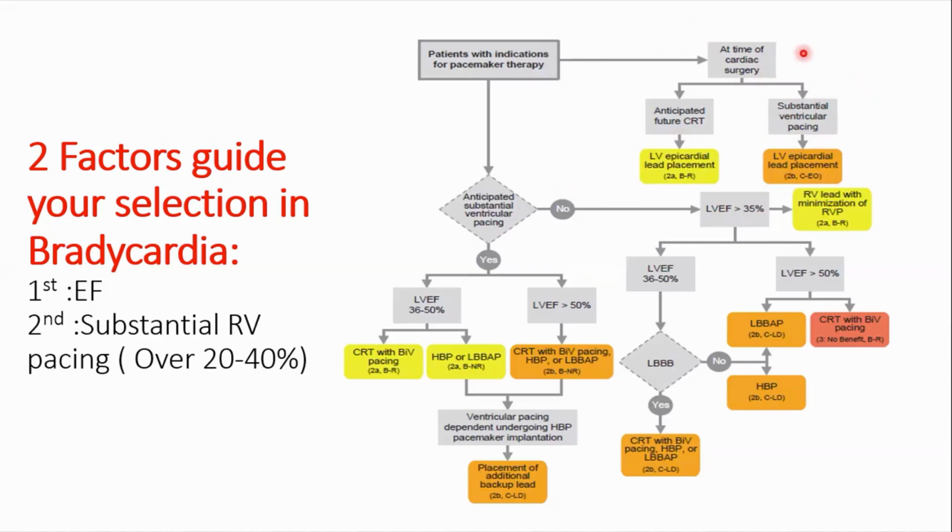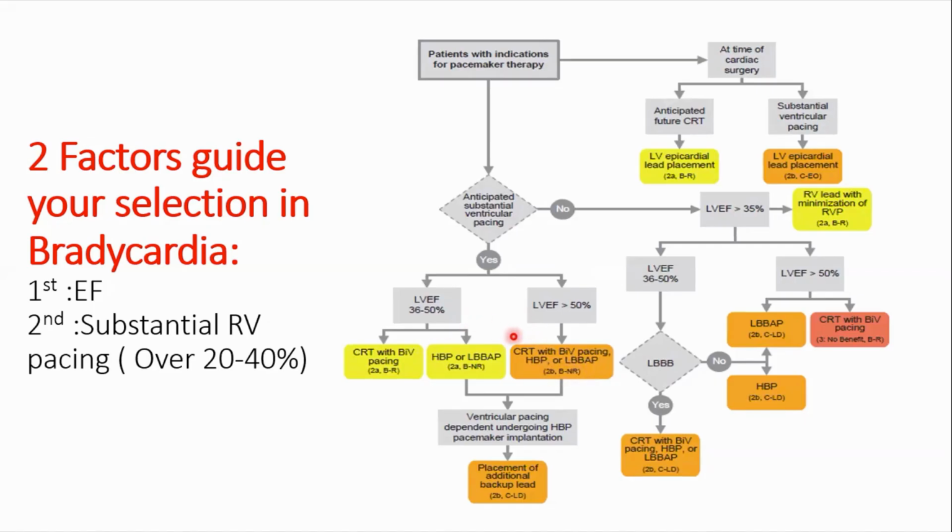So this emphasizes the importance of evaluating the expected substantial RV pacing. If there is no surgery, you should ask yourself, is there an anticipated substantial RV pacing? If the answer is yes, you should go for the ejection fraction. If it's more than 50%, a CRT or His bundle pacing or left bundle branch area pacing may be considered. This is new.